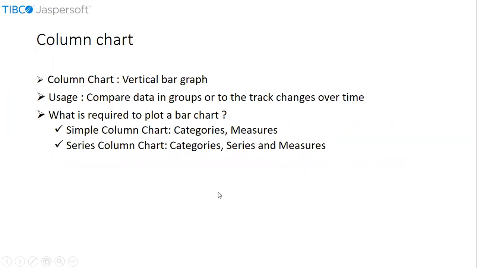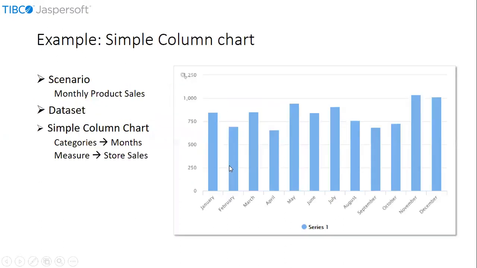Column chart. Column chart is a vertical bar graph. Basically, we use column chart to compare the data in the groups or to track the changes over time. Now, what is required to plot a bar graph? To plot a simple column chart, or say the bar chart, we require categories and measures. Whereas in the series column chart, along with the categories and measures, we also require to have series. Let's move on to the example.